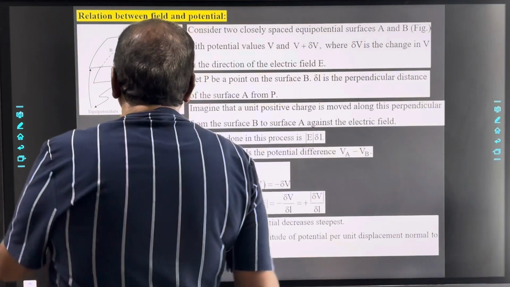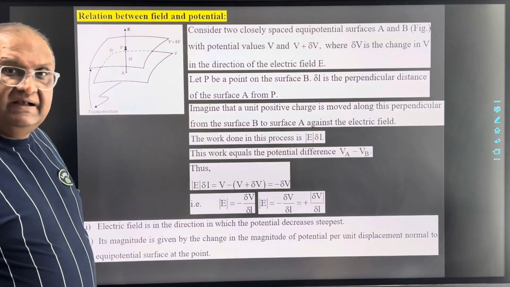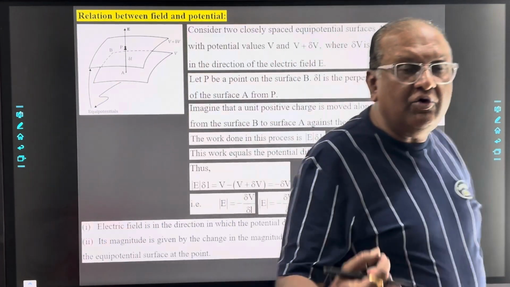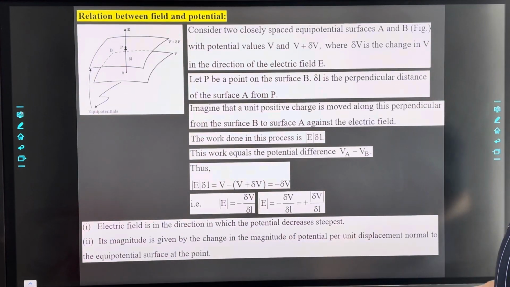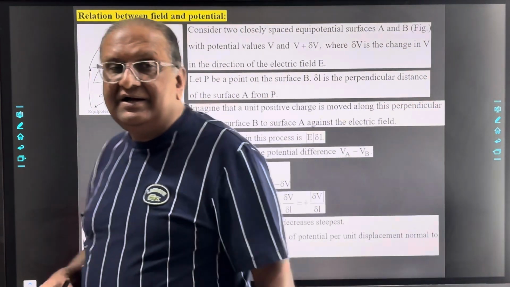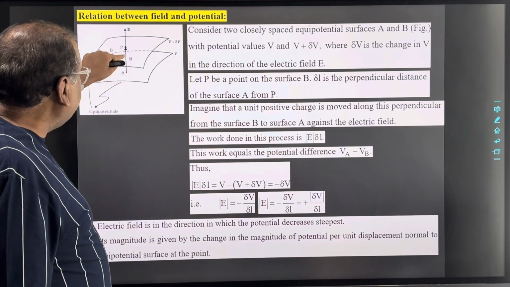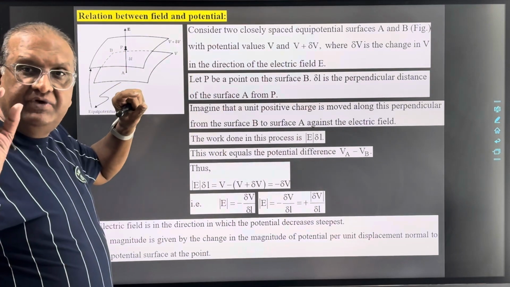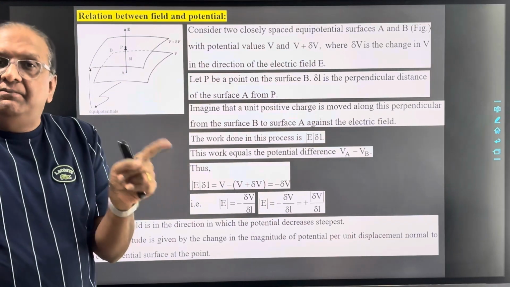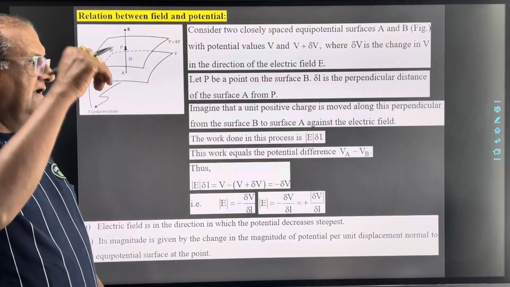And second, that is, suppose here we consider this particular displacement, that is unit, then its magnitude, means the magnitude of the electric field, that is given by the change in magnitude of potential per unit displacement normal to the equipotential surface. So perpendicular to this equipotential surface, if we take the unit displacement, then per that unit displacement, whatever is the potential difference, that will give you the magnitude of electric field. Clear to all of you?